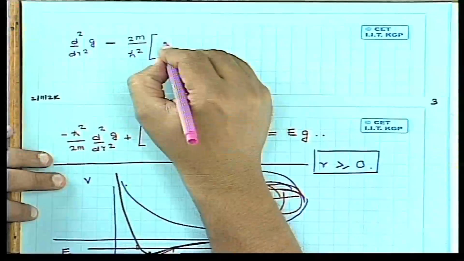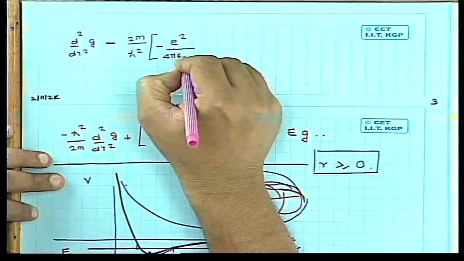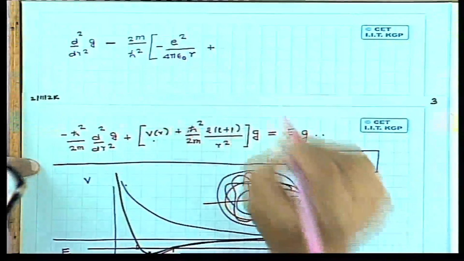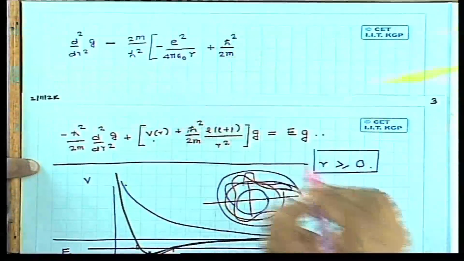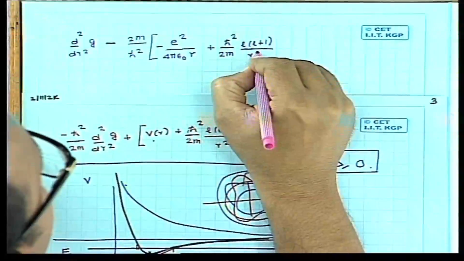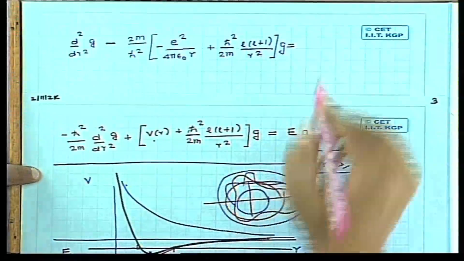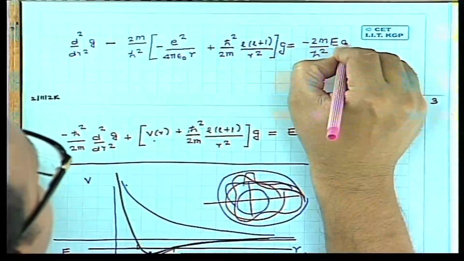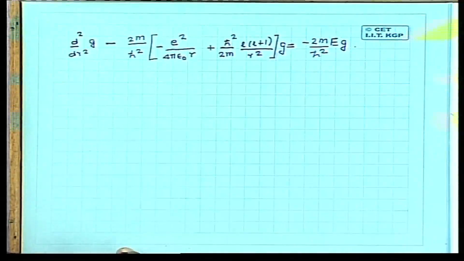The potential is minus E square by 4 pi epsilon naught r, and here we have plus h cross square by 2m L into L plus 1 by r squared, this is equal to minus 2m by h cross square E into G. So this is the equation we are solving.